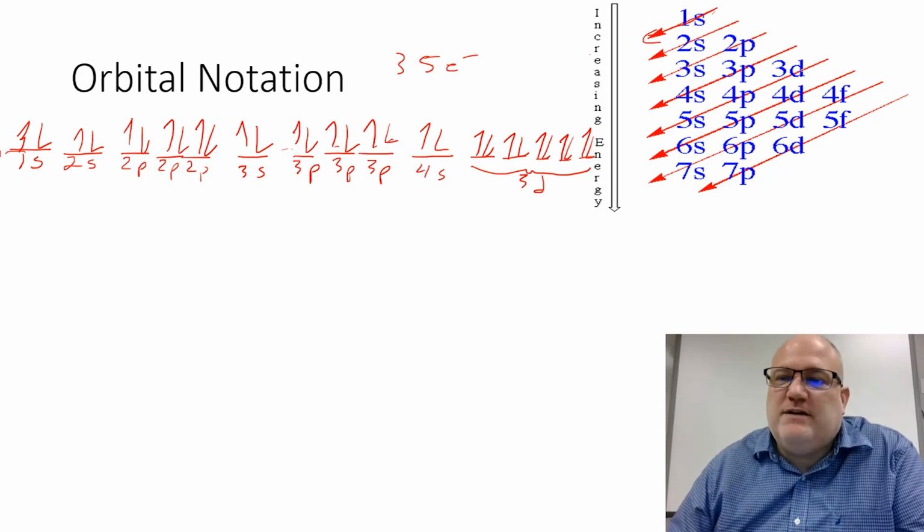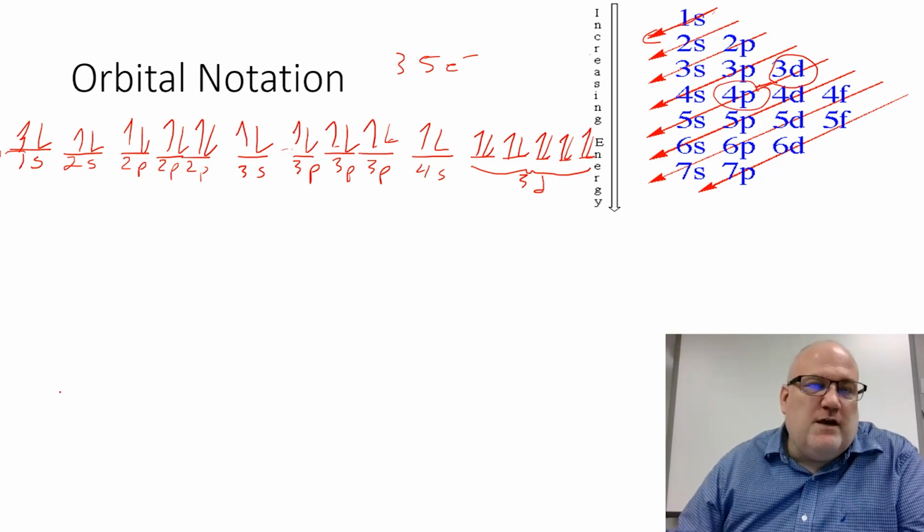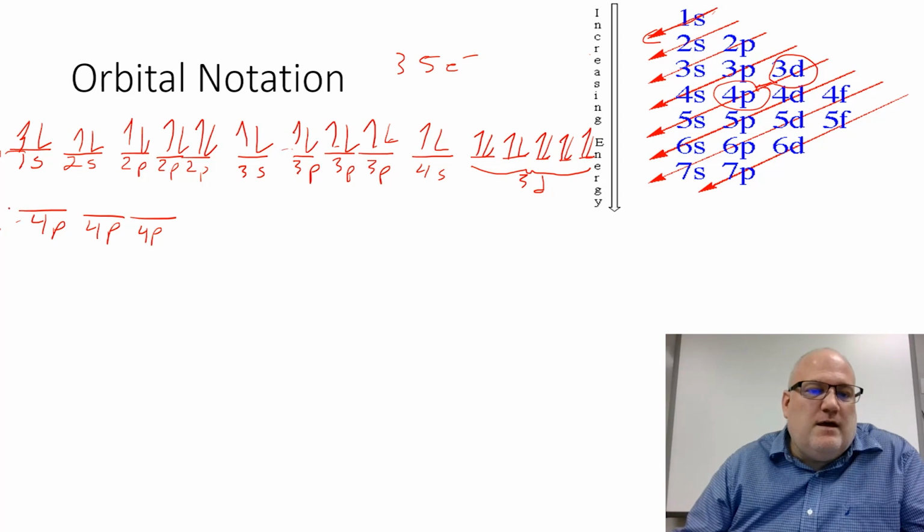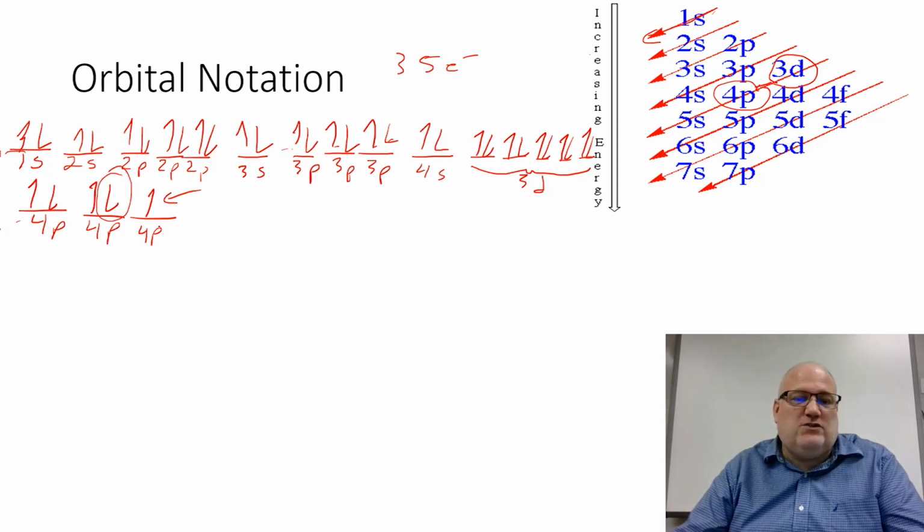So after my set of 3ds, if you follow, here's where I'm at. I'm at 3d. Then I'm going to go to 4p. Well, 4p orbitals, since they're p orbitals, they come in a set of 3. So if they come in a set of 3, I'm going to draw them out. 4p, 4p, and 4p. I have 5 electrons left to place. So when I place them, I'm going to go 1, 2, 3, and then go back and go 4, 5. This is the last electron we placed, not this one right here.